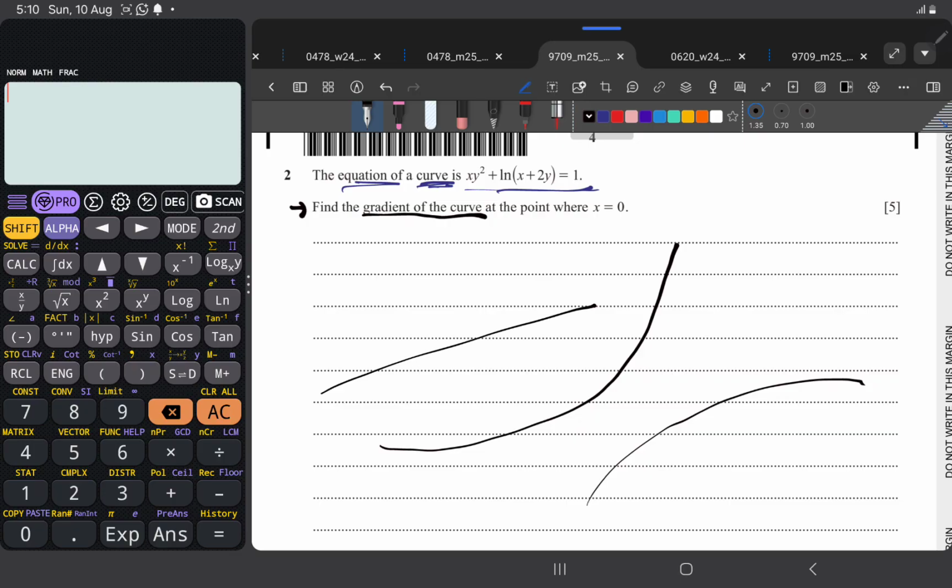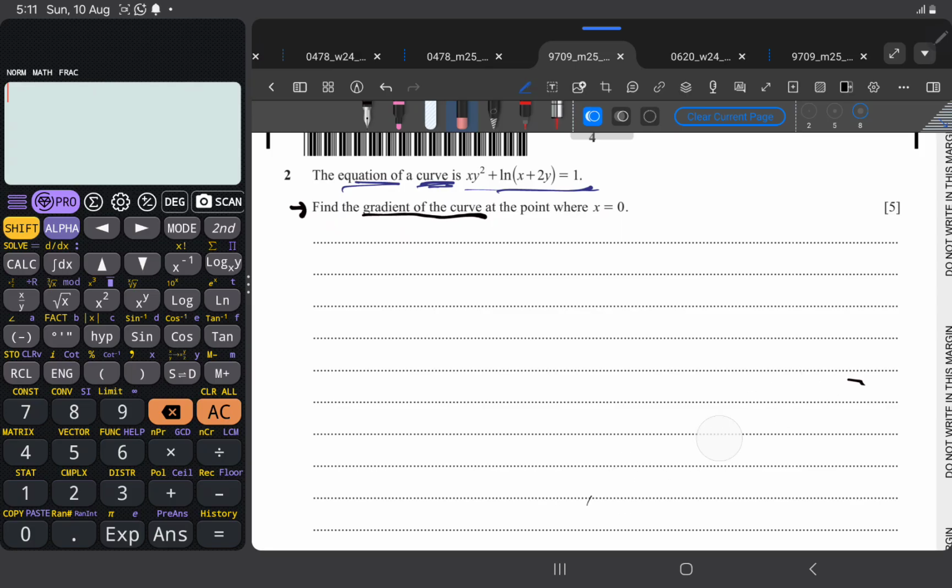So the gradient is changing, right? You all agree with me. This is a curve. The gradient is changing, and the only way to get it is by differentiation. So this is a differentiation problem. So yes, everybody agrees that this is a differentiation problem. Now let's talk a little bit about that differentiation thing.